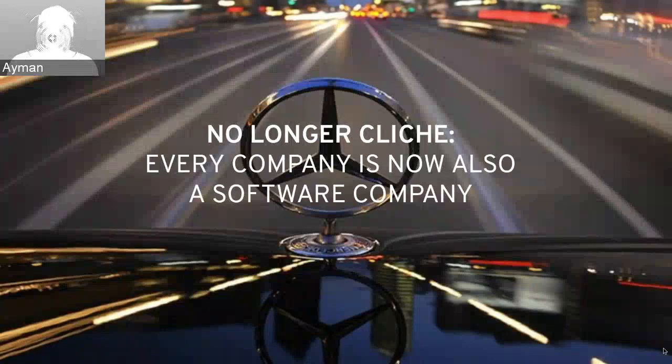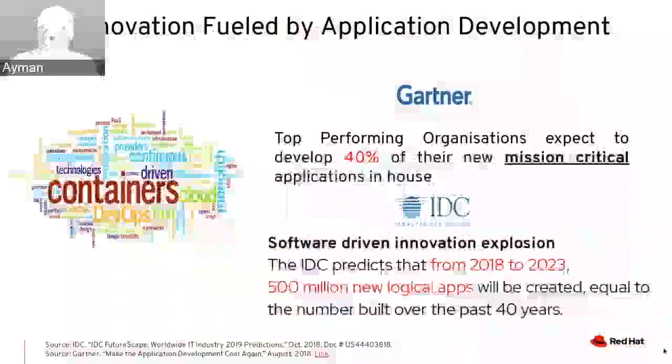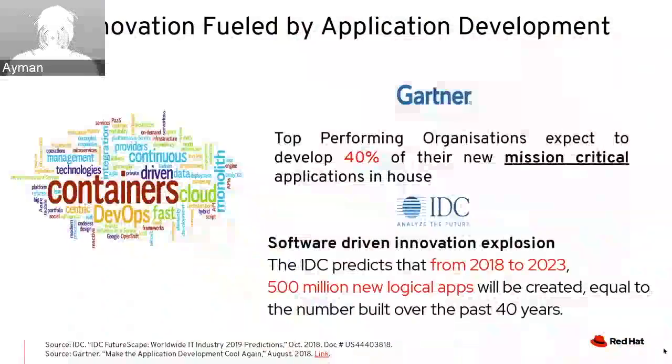And we have examples from different industries. The other thing is about what is the consequence of this? IDC and Gartner and so many analysts are talking about the explosion of application development, the number of applications that has been there. So IDC is predicting more than 500 million new logical applications to be developed between 2018 and 2023. And this is equivalent to what we have done in 40 years.